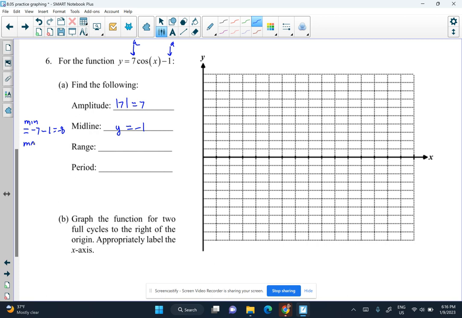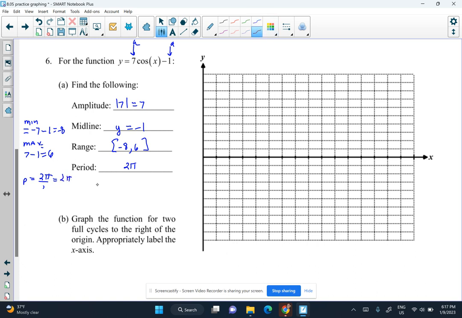The maximum value is A plus D, so it's 7 plus 1, or, I'm sorry, 7 minus 1, let me write it down here, or 6. So the range of this function is -8 to 6. The period of our function is 2 pi over the frequency, but it looks like the frequency is just 1. So therefore, the period is 2 pi.